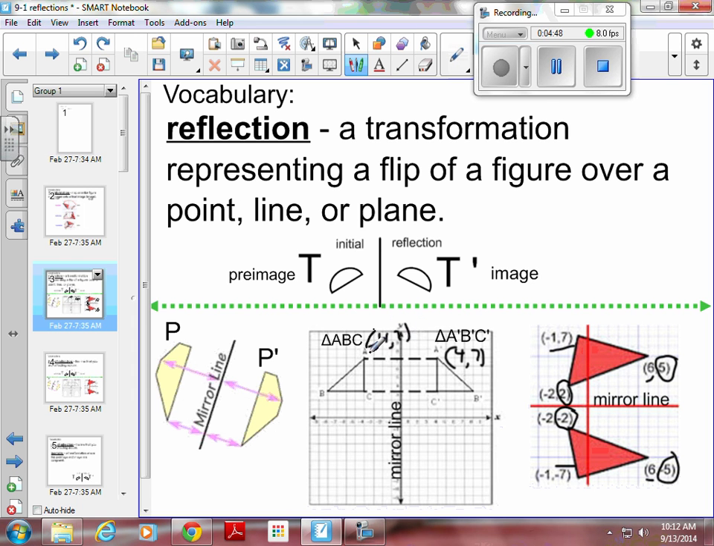So when we flip it across the y-axis, we change the x-coordinate. When we flip across the x-axis, we're going to change the y-coordinate. And you may want to memorize that, or you may just want to draw yourself a quick picture and logic it out. I usually just go through logic to figure these out instead of memorizing a bunch of facts.